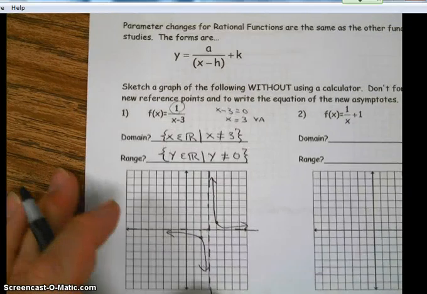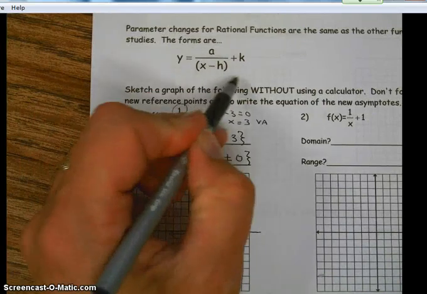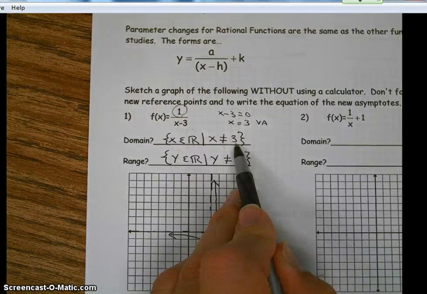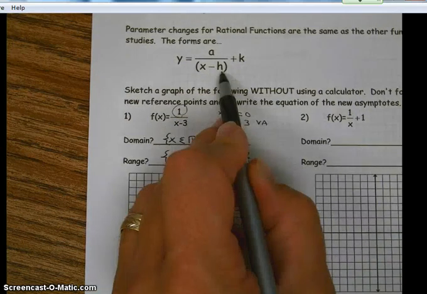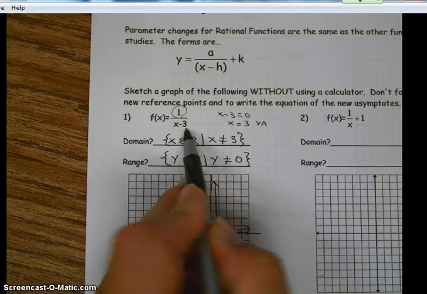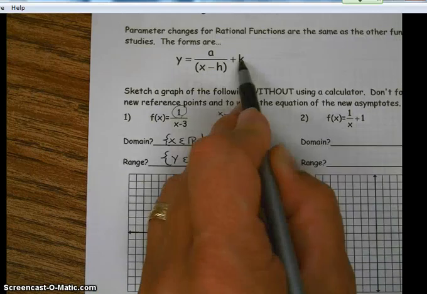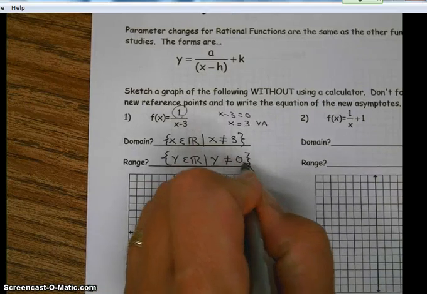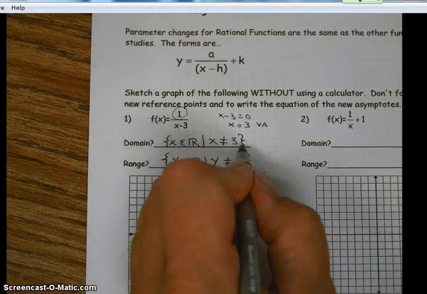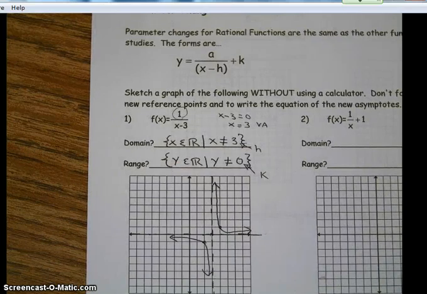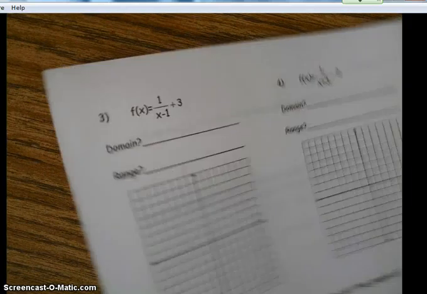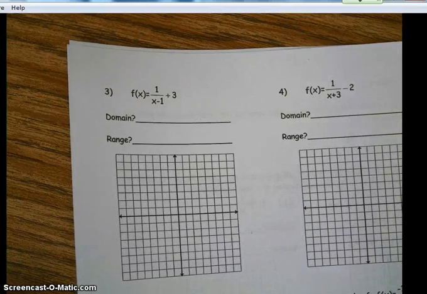So let's make a connection here. When we're in this format, we can get this number here from the h value right here, the 3. We can get this value from the k value, which in this case is 0. So you can get that value here from the k value, and this value here from the h value. All right, you try number 2. Let's see what's on the other page here. We'll do these in class, so no need to do that.